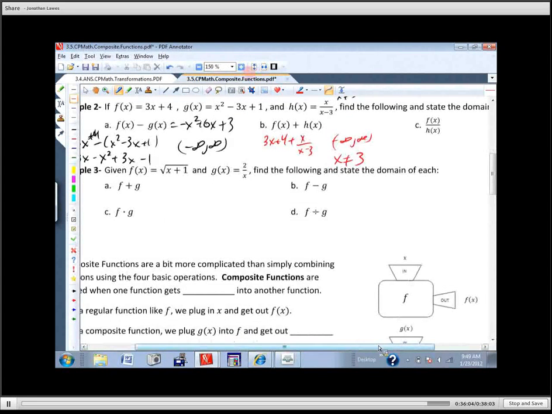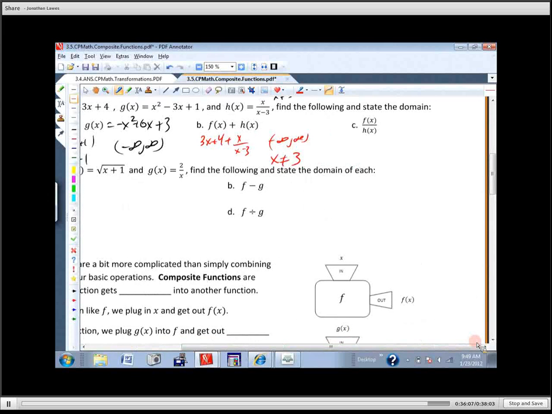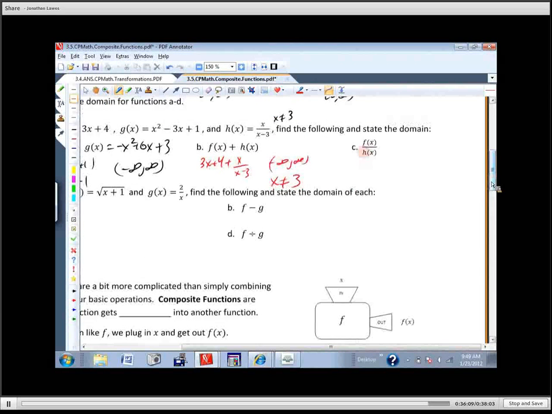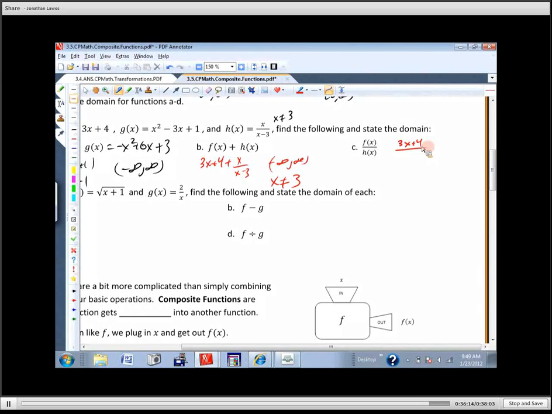And we're almost done, at least what I want to look at today. This one says take f and divide it by h. So that's going to be 3x plus 4 over x minus 3. Now this one might take a little bit of thought. Let me change colors here just to kind of keep this uniform. 3x plus 4. What can you plug in there? Anything you want. x over x minus 3. What can you not plug in here? Okay, so does everybody agree we're going to have to throw out 3, at least?